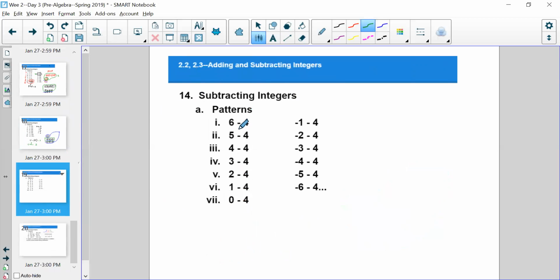Again, continue with some patterns. So 6 minus 4, that's 2, 1, 0, and then 3 minus 4. So based on the patterns, that has to be negative 1. So when you have a positive amount and you're taking away more than what you have, you're going to be in the negative. It'd be like having $3 and spending 4. Well, now you're in the hole $1.